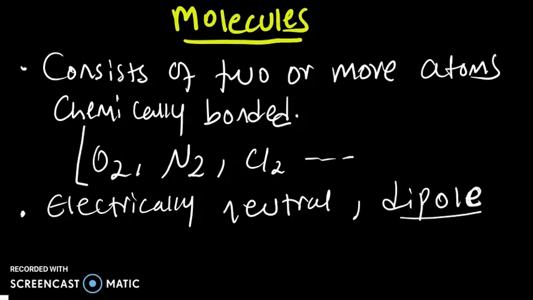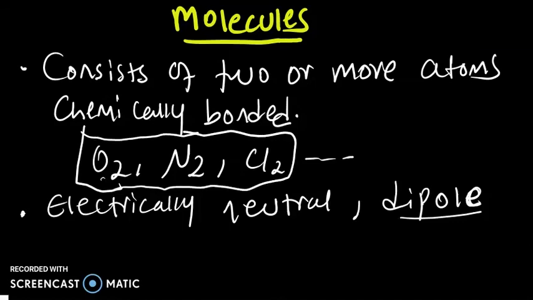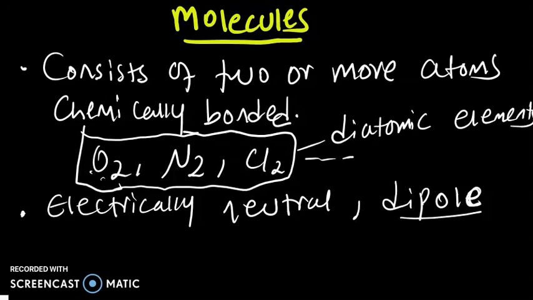These molecules right here are referred to as diatomic elements, diatomic because they're made from the same element. We also have monatomic elements, like sodium, magnesium, potassium, and the rest.